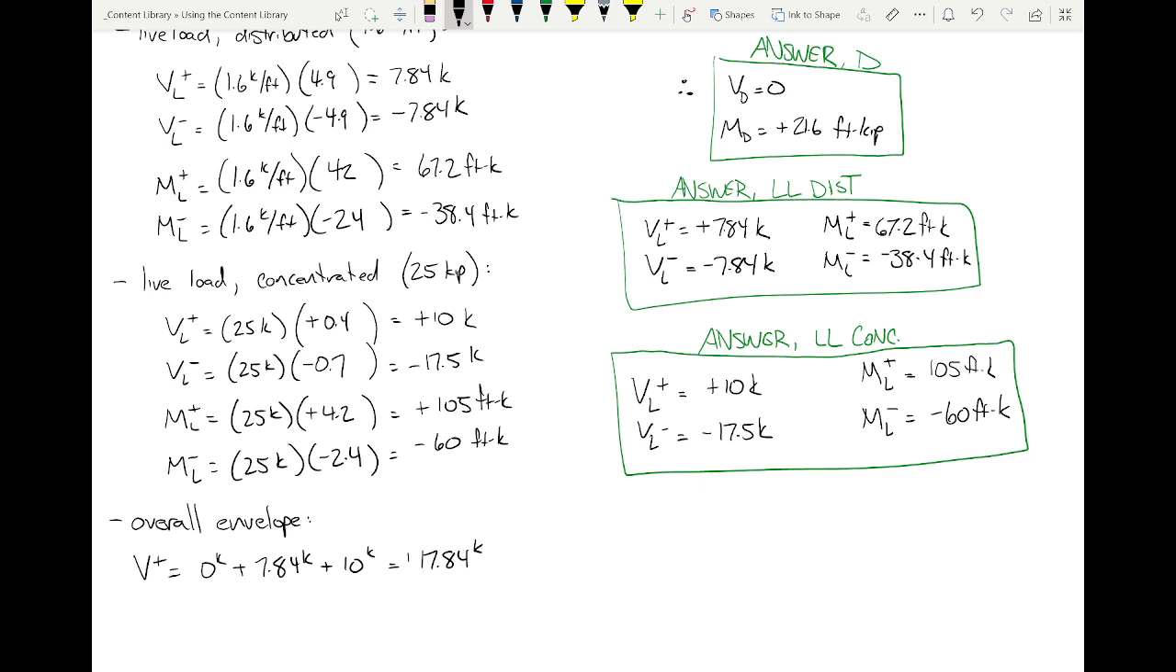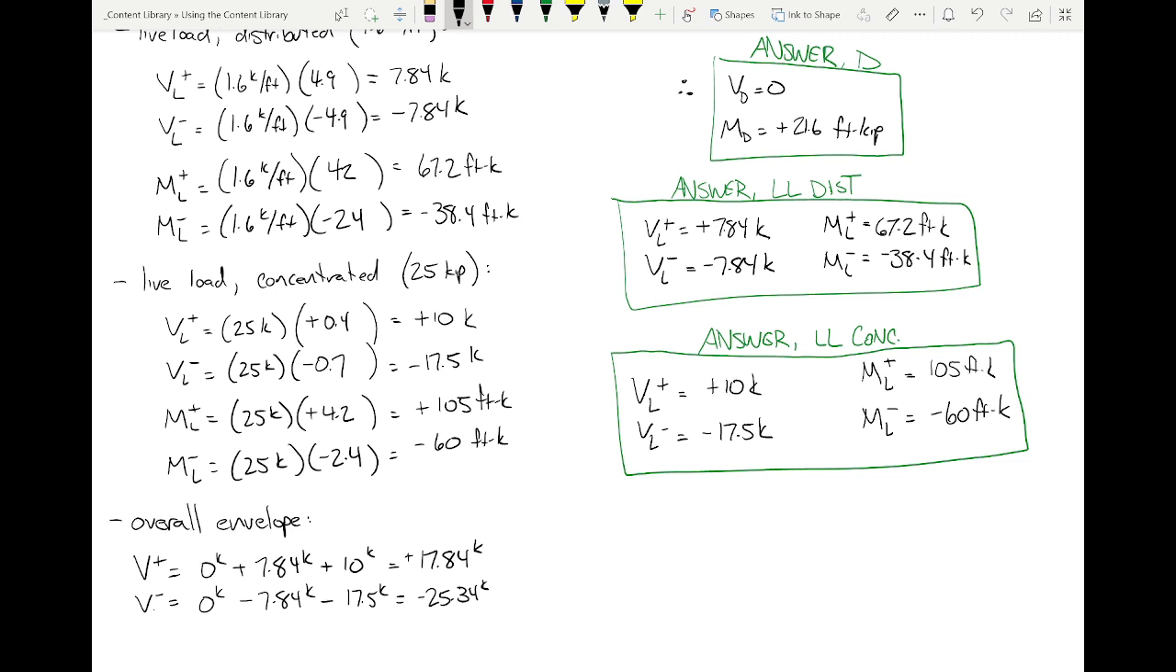If the dead load is everywhere, but the live load moves, what is that? What is negative 7.84? What is 0 minus 7.84 minus 17.5? Is that fair?